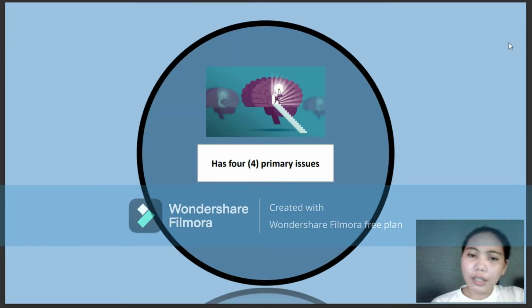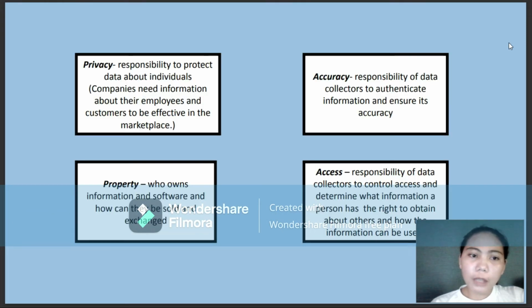The code of ethics has four primary issues: privacy, property, accuracy, and access. Privacy is responsible for protecting the data about individuals. Companies need information about their employees and customers to be attractive in the market. Privacy concerns in computing ethics include hacking. It is an awful intrusion into a computer or a network.